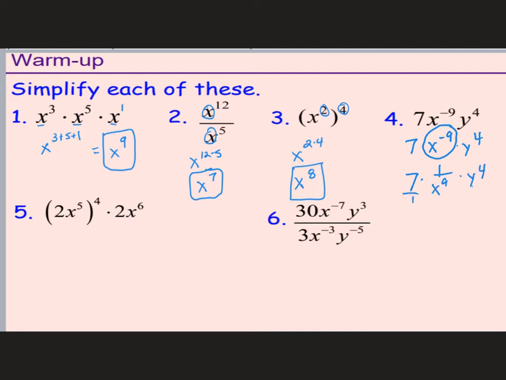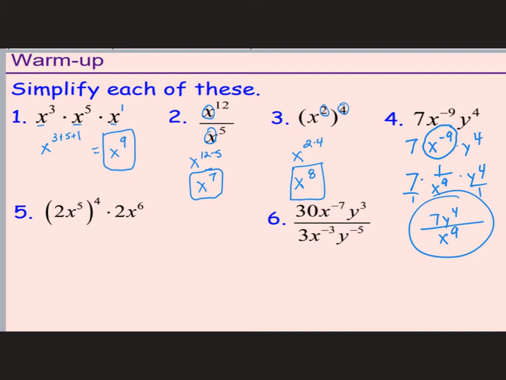So if I made all these fractions, on top I have 7 times 1 times y to the 4th, which is 7y to the 4th. And on bottom I have 1 times x to the 9th times 1, which is just x to the 9th. So final answer, 7y to the 4th over x to the 9th. So again, notice that I only took the factor x to the negative 9th and made the reciprocal of that, since that was the only part in this problem that had a negative exponent.